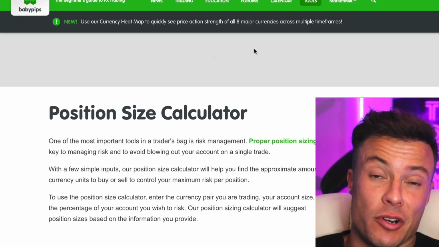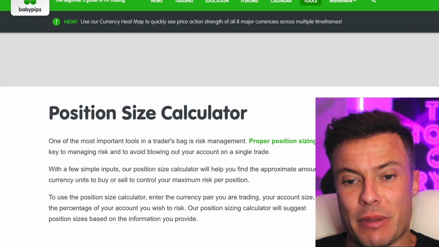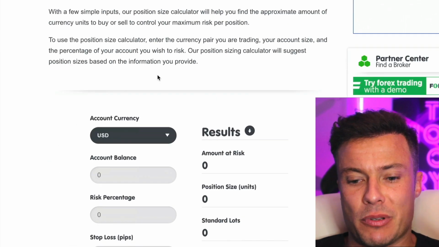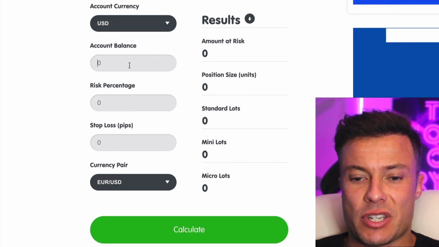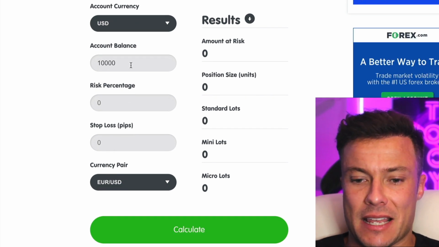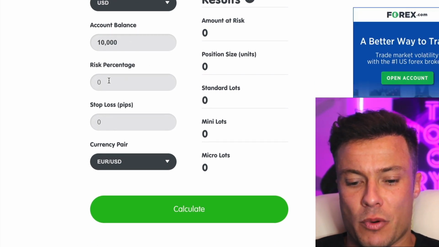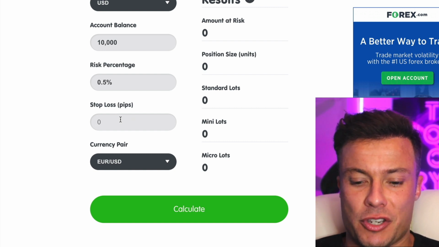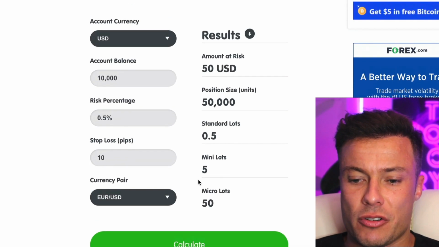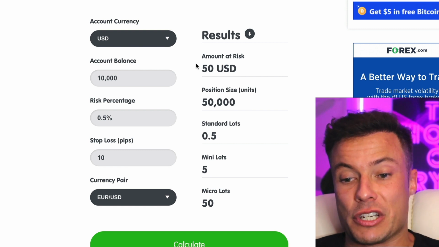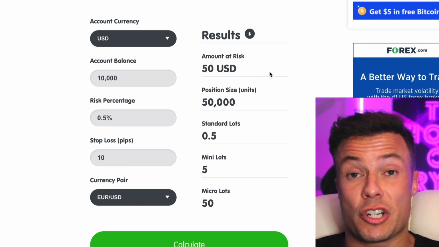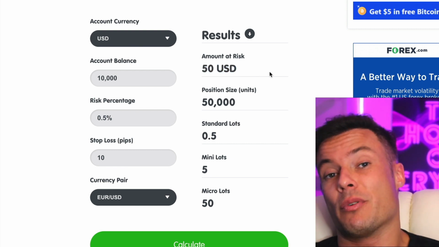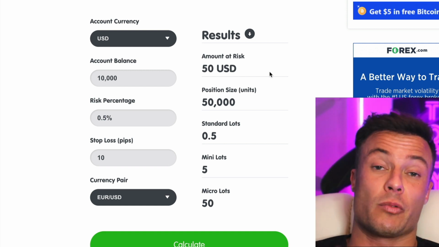To calculate your lot sizes, if you're new, you can just go across to babypips.com, and then you can use the position size calculator. So say your account balance is, let's say, $10,000 just for example, and you want to risk, let's say, only 0.5%, and your stop loss you've calculated at 10 pips on the euro, US dollar, or whatever it is. You just click calculate, it then tells me that I should use a 0.5 lot, which is risking $50 in order to try and make $75 on the 1.5 versus 1 risk to reward ratio.